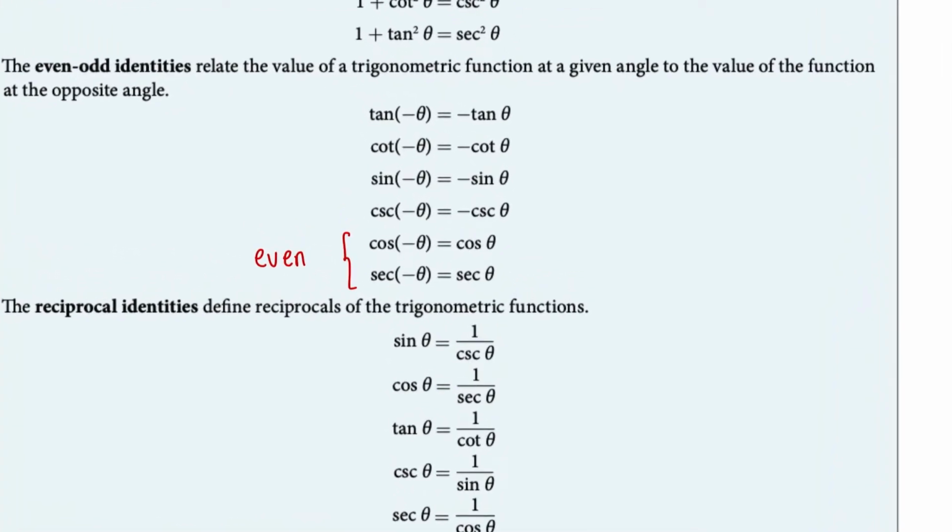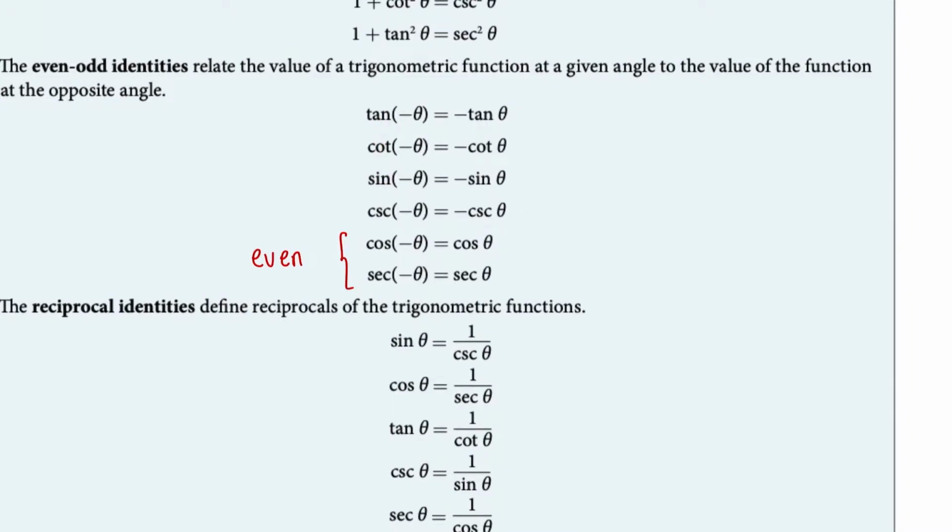Cosine is even, so when I take cosine of negative theta, it will be equal to cosine of theta. Secant is even, so when I take secant of negative theta, it becomes secant of theta. So for an even function, it does not matter what your input is, whether it's negative or positive, you get the same outcome.